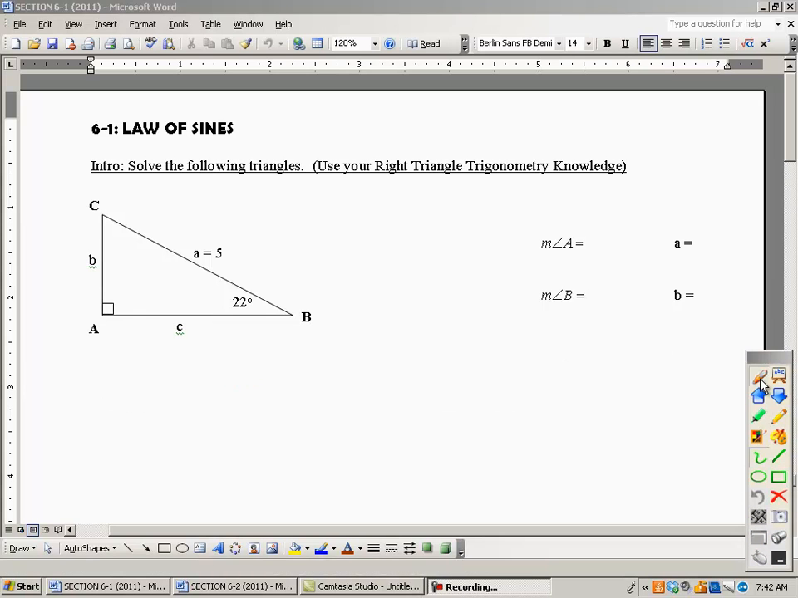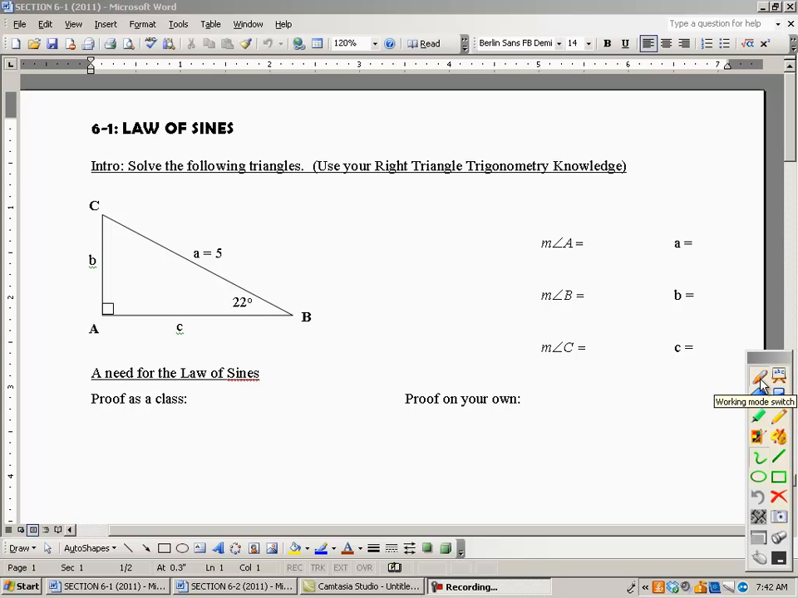Welcome to section 6.1. This is the first video for Pre-Calc B, and we're going to first get back into the idea of right triangle trig, which we did in chapters 4 and 5, and then we're going to talk about what happens if we don't have a right triangle. So I'm going to start with the first one. We give you a right triangle, and part of your homework for 6.1 is to be able to find all three sides and all three angles, and so that's what we're going to be working with.